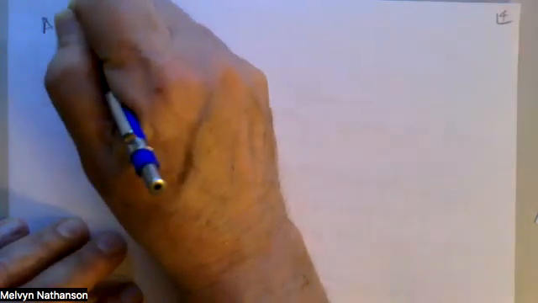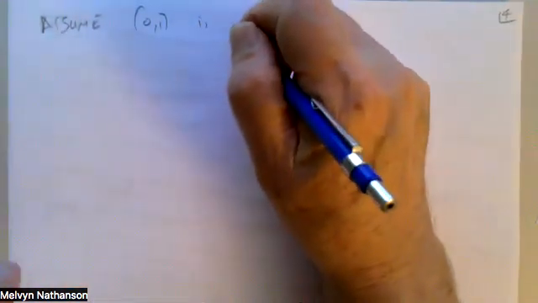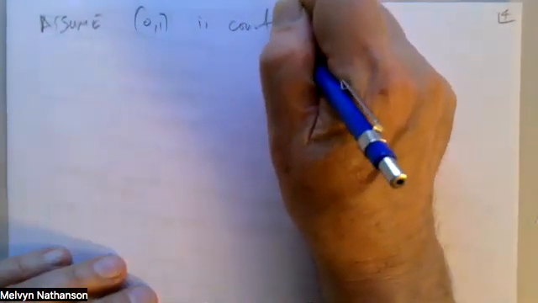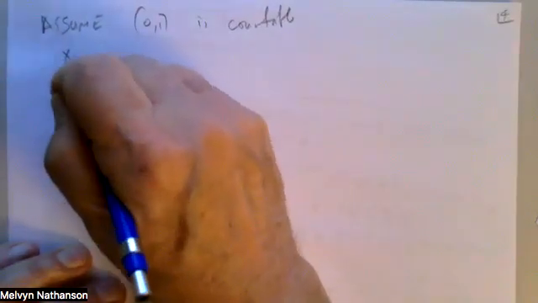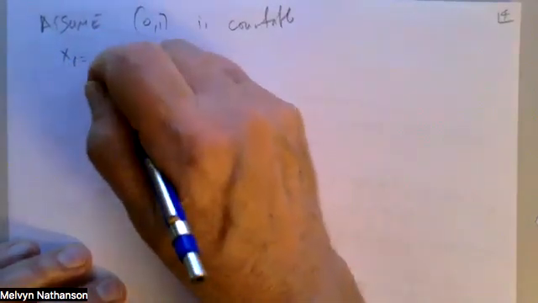So let's assume, this is a proof by contradiction, assume the open interval (0, 1) is countable. That means we can enumerate all of the decimals in (0, 1). So we have x1, let's say, is 0.